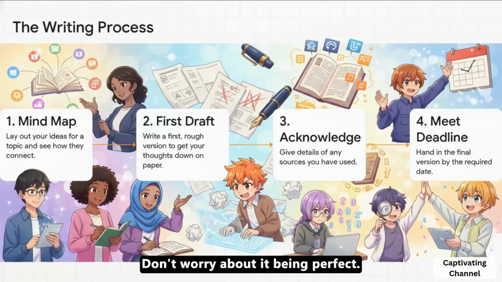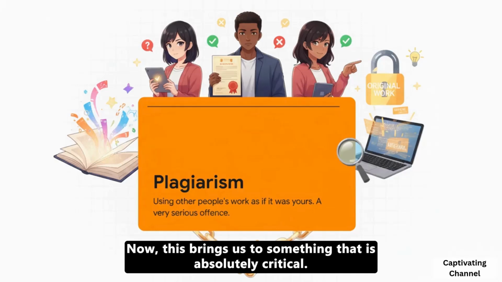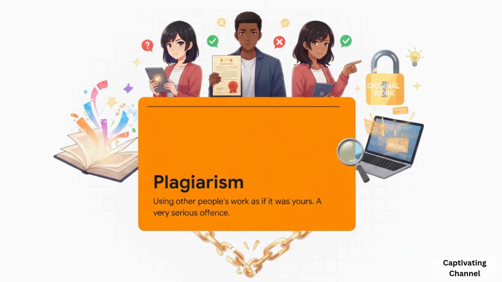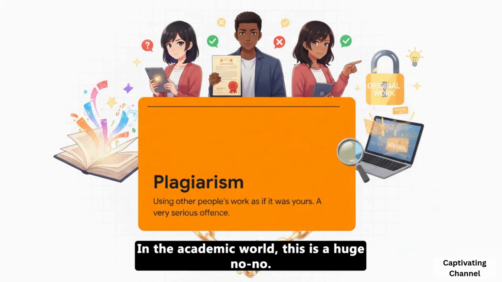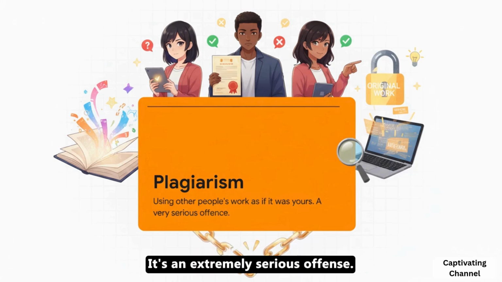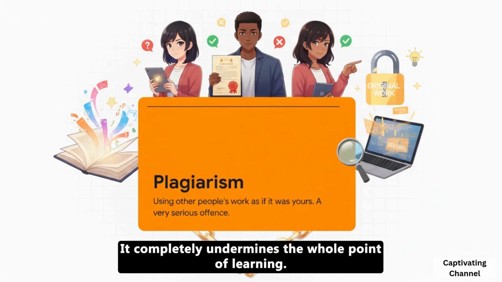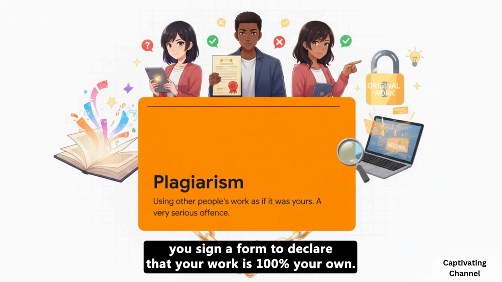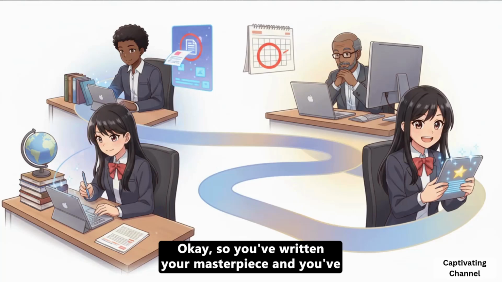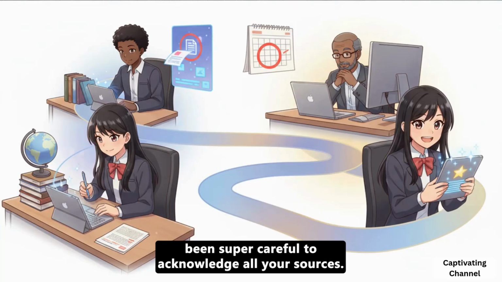Don't worry about it being perfect, just get the ideas down on paper. The polishing comes later. Now this brings us to something that is absolutely critical: plagiarism. This is basically using someone else's work, their ideas, their words, and passing it off as your own. In the academic world, this is a huge no-no. It's an extremely serious offense. It's not just about being dishonest. It completely undermines the whole point of learning. And that's why universities are so strict about it, often making you sign a form to declare that your work is 100% your own. Okay, so you've written your masterpiece and you've been super careful to acknowledge all your sources.